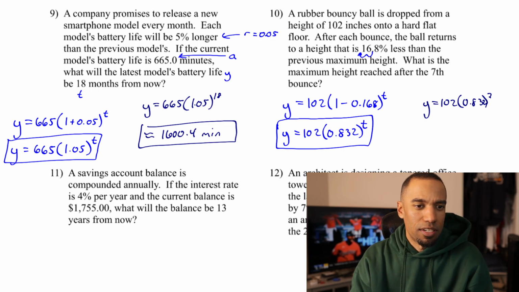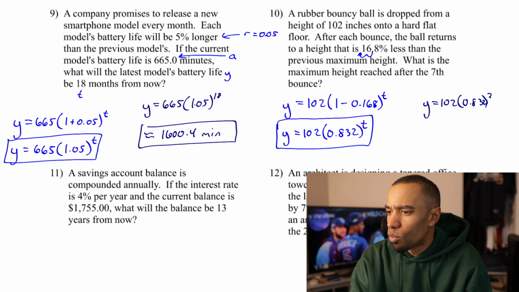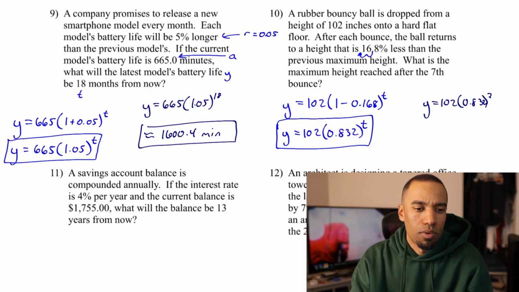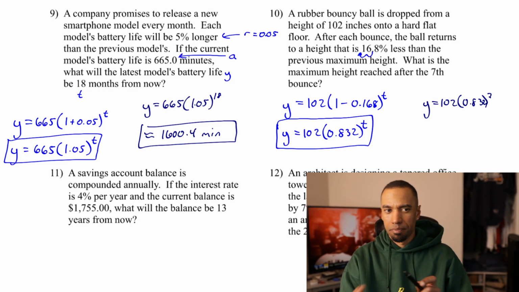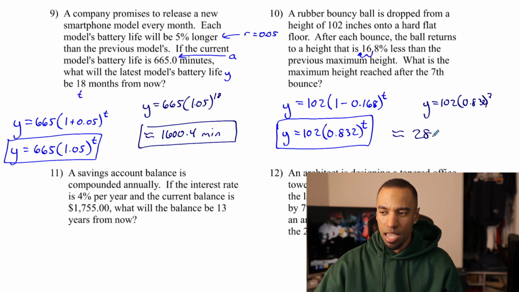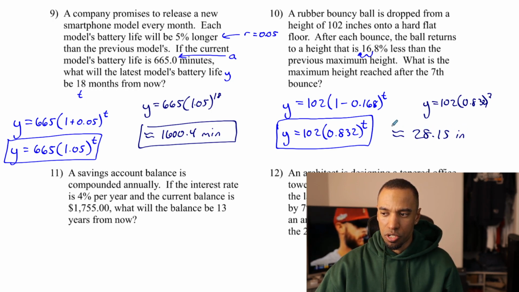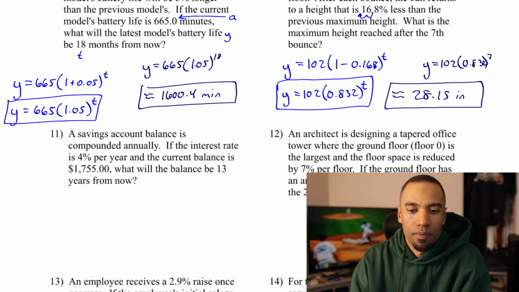0.832 to the 7th power. If I did that calculation correctly, let's try that. I'm not going to show you my calculation, I'm just going to work fast. 0.832 to the 7th power. Looking at about 28.15 inches. I'm just going to put that 28.15 inches. I want some precision on that guy right there. Inches are my units. Okay?